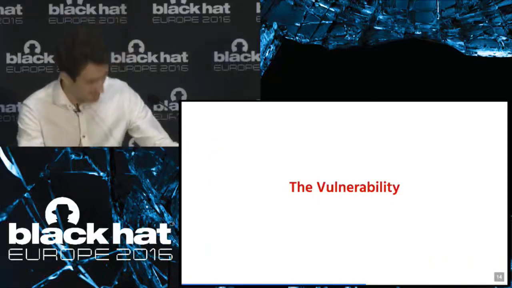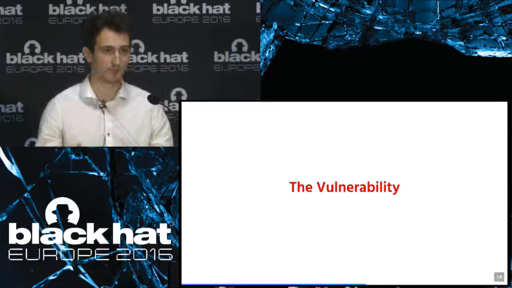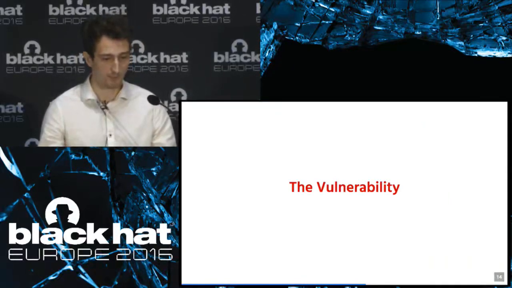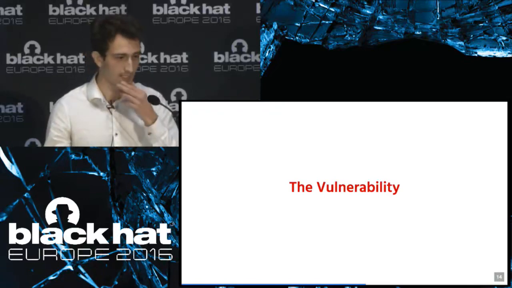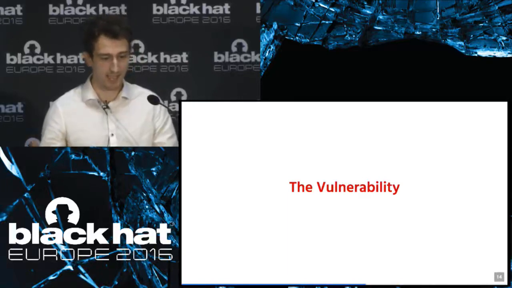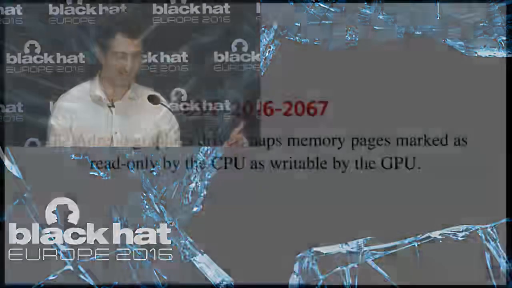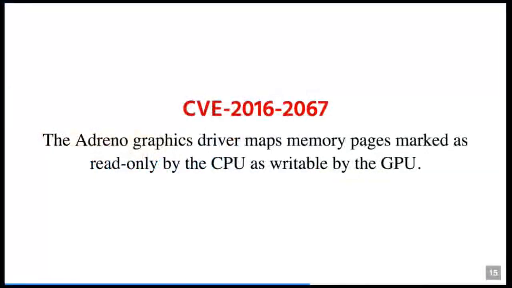Cool. Well, let's talk about the vulnerability now. We talked about shared memory and how to set that up. We talked about how we could write from the command processor into GPU memory. What's the actual vulnerability? As I discussed, we're attacking shared memory, and when you try to write to read-only memory, normally that can't happen, because the MMU prevents it. Well, it turns out I actually got a CVE for this: the Adreno graphics driver maps memory pages marked as read-only by the CPU as writable by the GPU. So this is huge. This has a lot of repercussions, and I'll go into more details about the vulnerability.